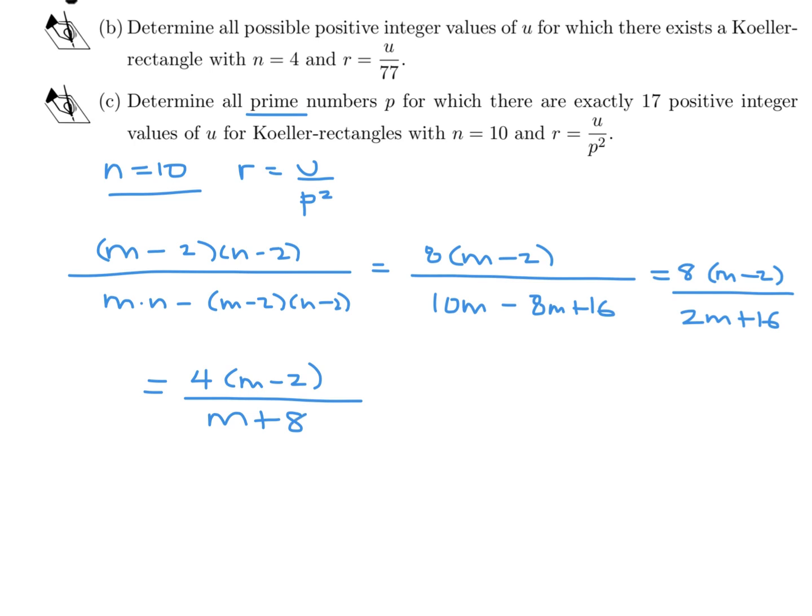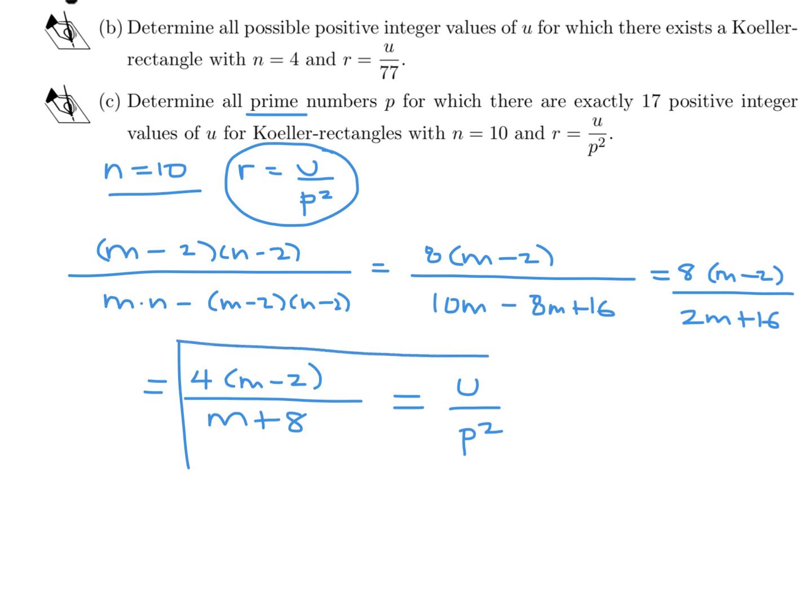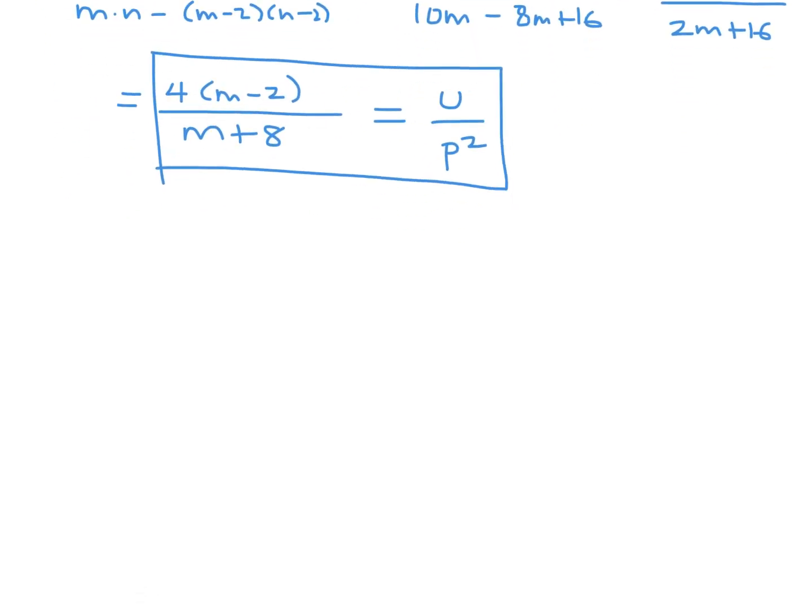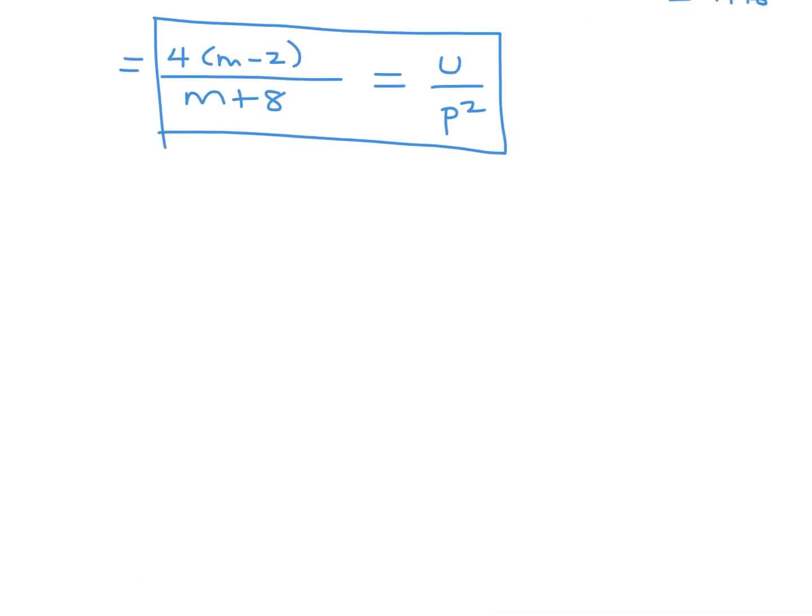And we are told that this ratio is equal to u over p squared. That's pretty much how far we get based on what they gave us in the question. Then we have to figure out values of p for which there are exactly 17 values of u. We'll get to that later, but first let's simplify this to make it digestible.